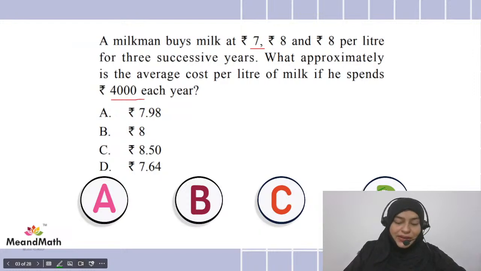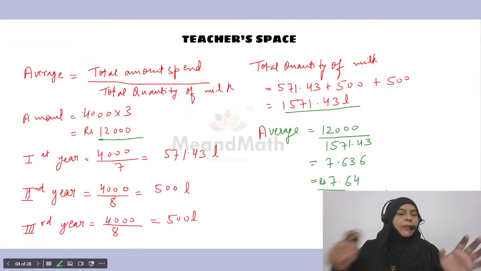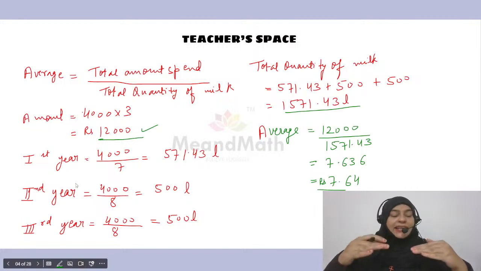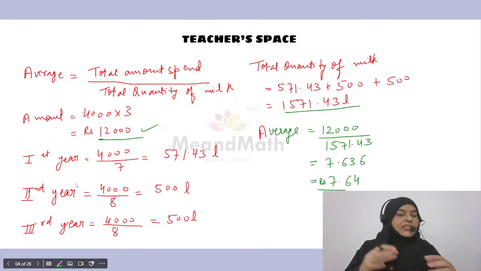If you have any doubt, you can ask. It's a lengthy question, I know, but I tried to make it simple. First of all, find out the total amount spent, that is 12,000, which is 4,000 multiplied by 3 because he is spending for 3 years. After that, we need to find the total quantity of milk. In that case, we need to find it for each year separately because the rate is different: rupees 7, rupees 8 and rupees 8. After that, only the division is left.